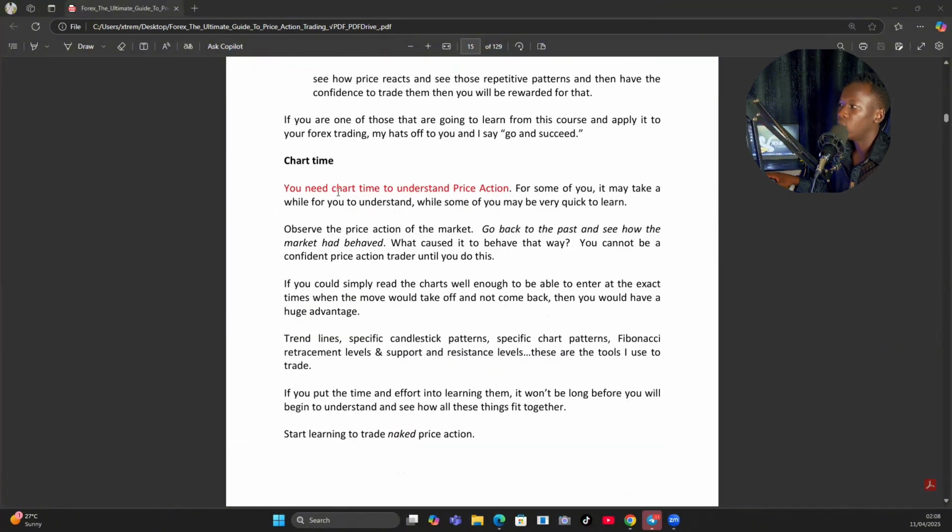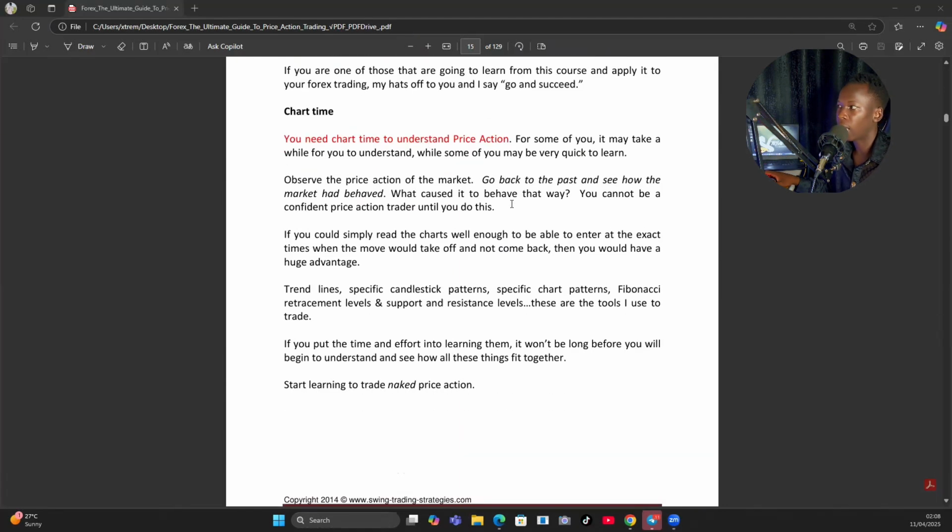You need chart time frames to understand price action. I need to first break down for you the meaning of price action and what you need to follow in this strategy. Before I go deep, I will need to first enlighten you on what we should be learning.